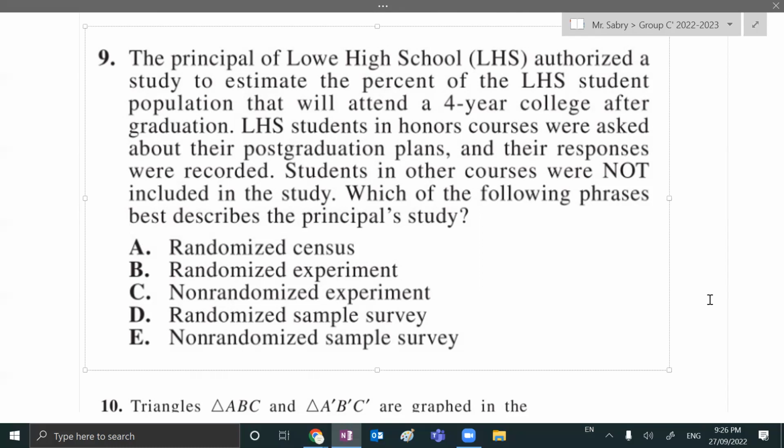Is it a randomized census? Is it a randomized experiment? Is it a non-randomized experiment? Randomized sample survey? Non-randomized sample survey?